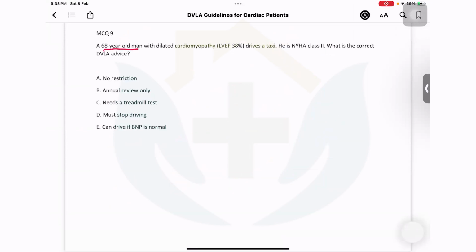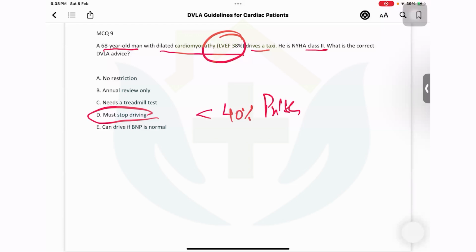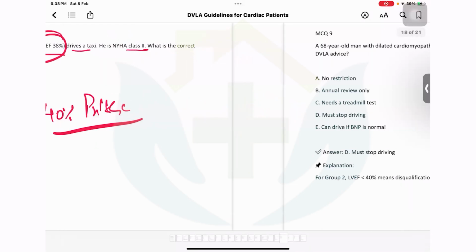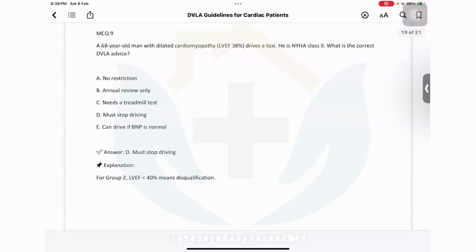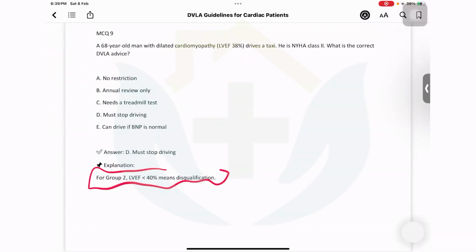A 68-year-old man with dilated cardiomyopathy drives a taxi. His EF is 38%. He is NYHA class 2. What is the correct DVLA advice? He should stop driving because EF is less than 40% and he is a public driver. So he must stop driving. For group 2, LVEF below 40% means disqualification.